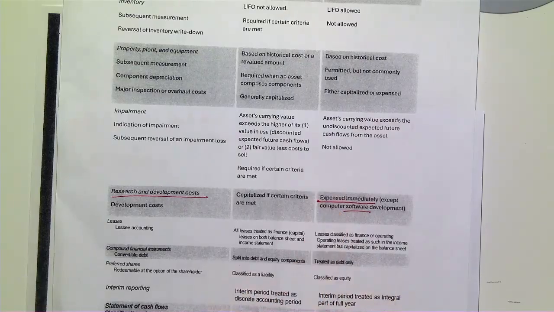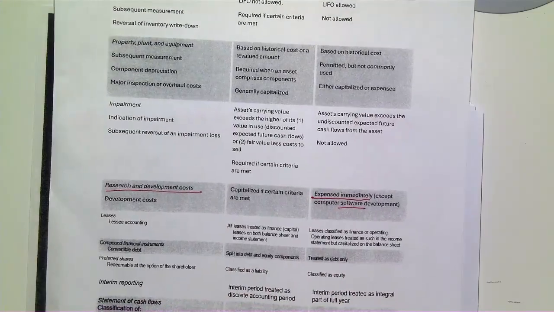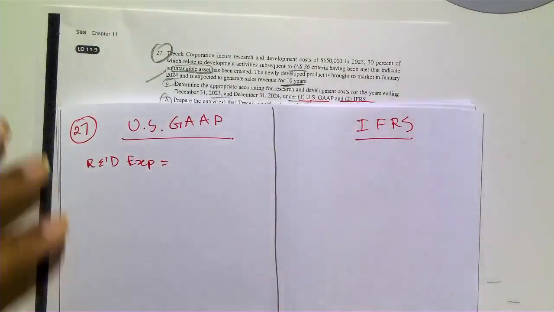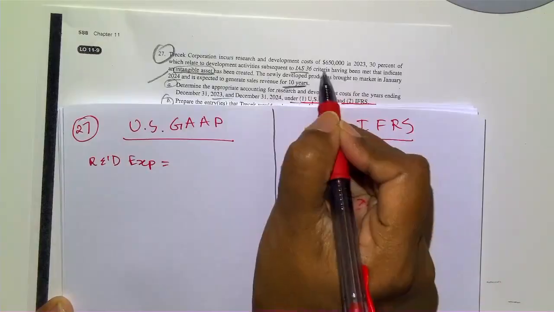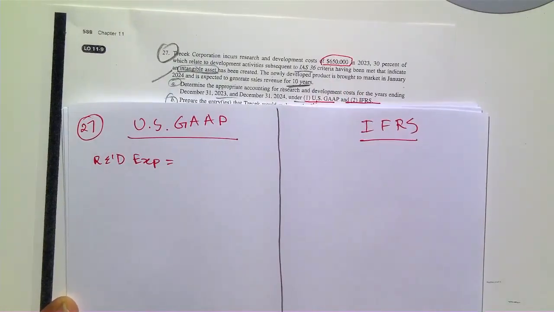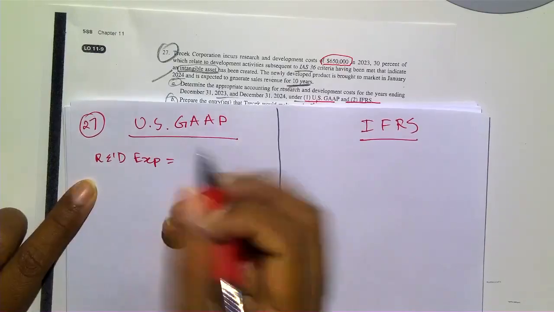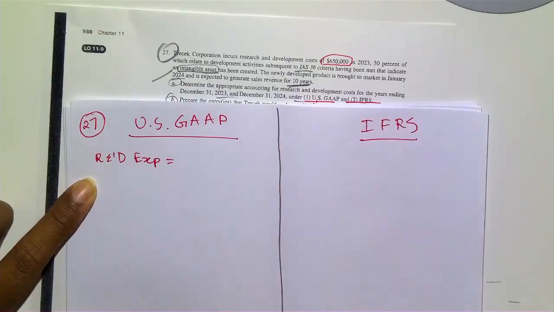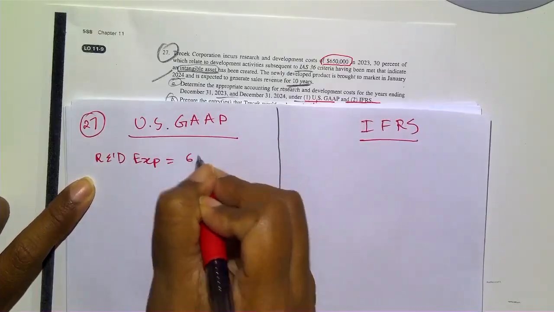So for the US GAAP company, what is their R&D expense? 650, the entire amount. Look, here it says that the R&D expense was 650K, so they will show the entire amount as R&D expense. I'm not doing the entry yet, I'm just showing you the number. US GAAP R&D expense will be 650.